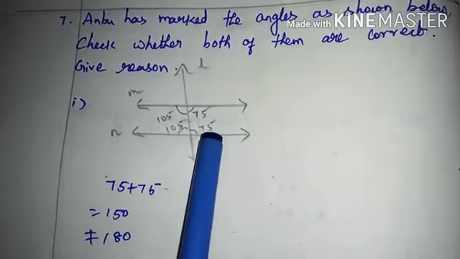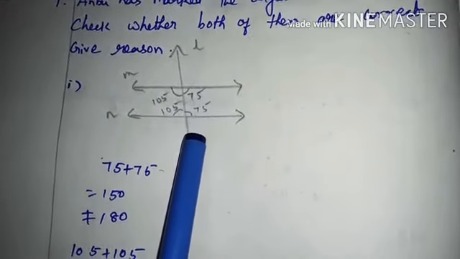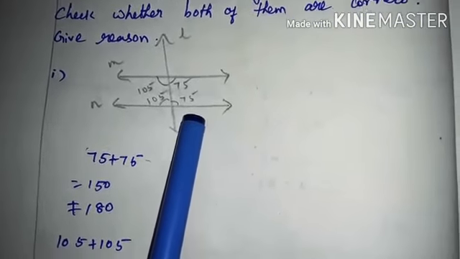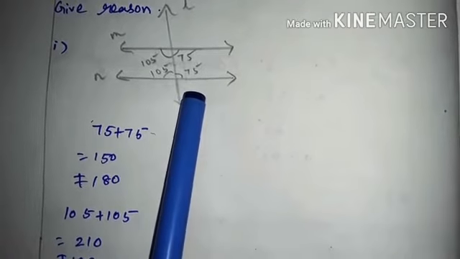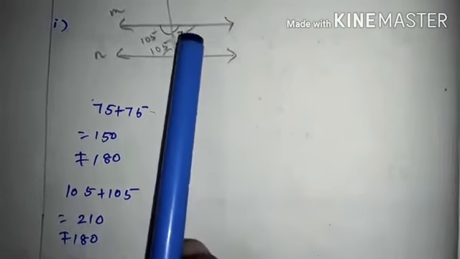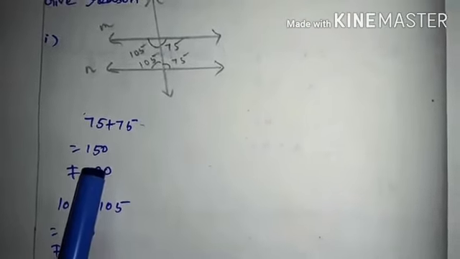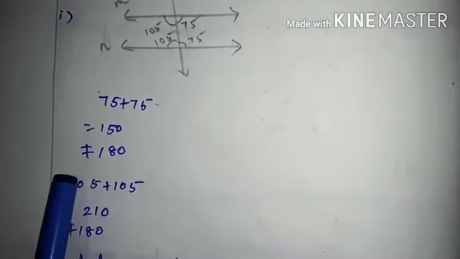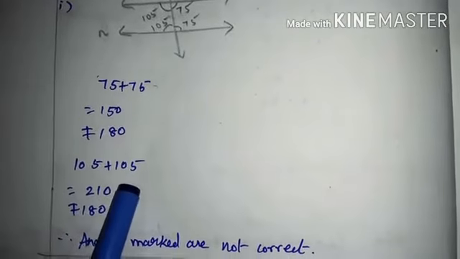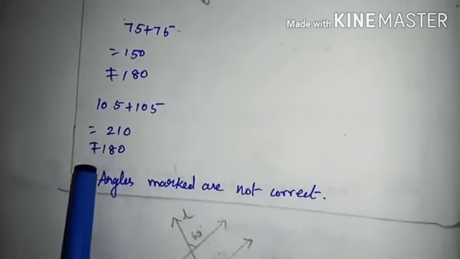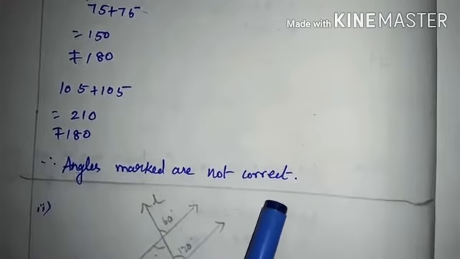Both the 75s lie on the same side of the transversal in between M and N. Then we say these two angles are interior angles on the same side of the transversal. We know that the sum of these two angles is equal to 180 degrees. But if we add 75 and 75, we get only 150. That is not equal to 180 degrees. In the same way, if we add 105 and 105, we get 210. That is also not equal to 180 degrees. Therefore, the angles are not correct.